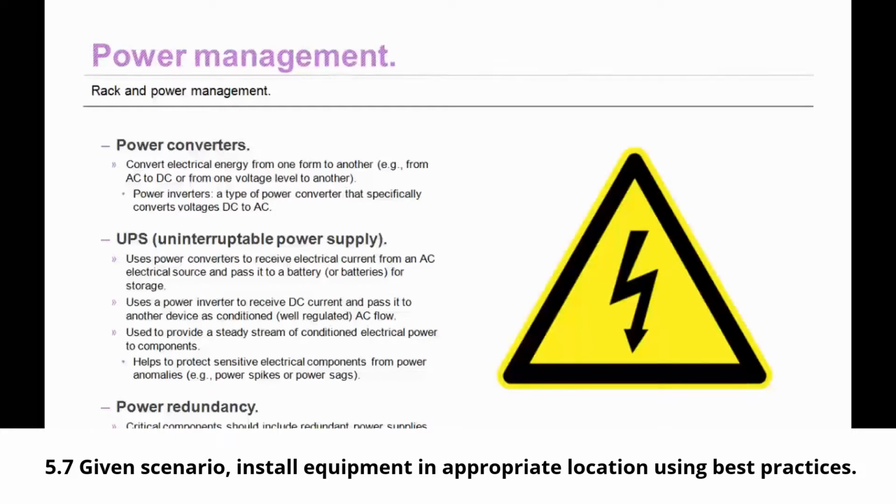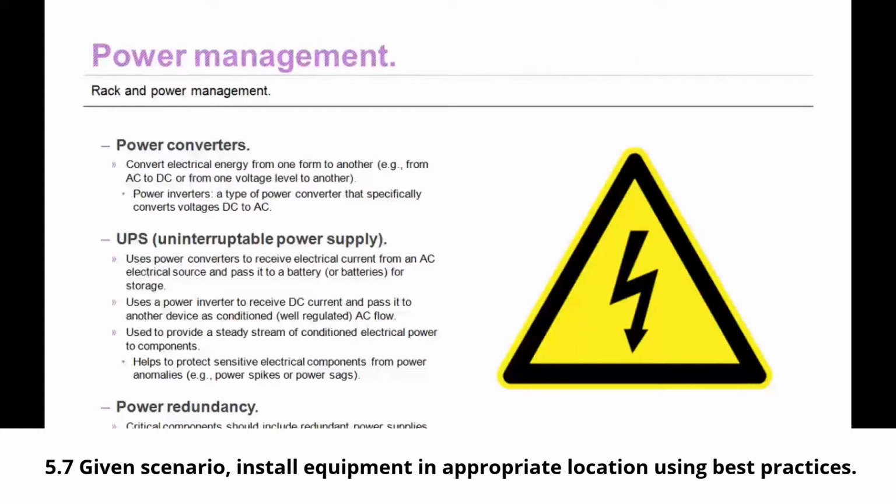They're used to provide a steady stream of conditioned electrical power to components. They help to protect sensitive electrical components from power anomalies, either from power spikes, power outs, or from power sags. In some cases, you may want to consider installing power redundancies.